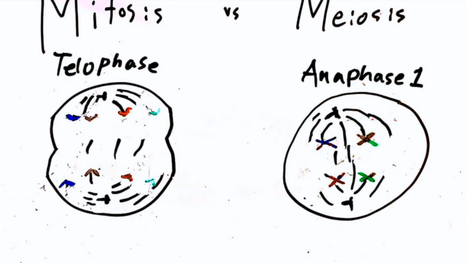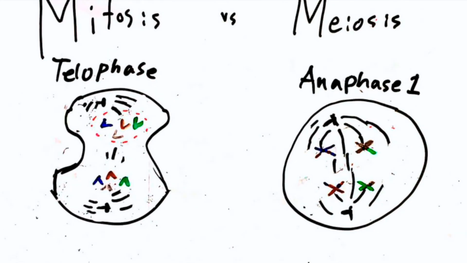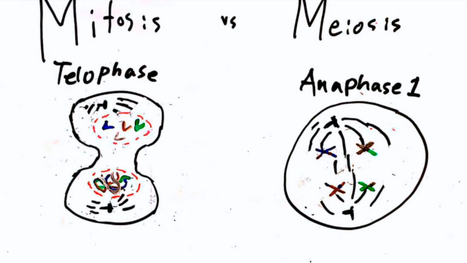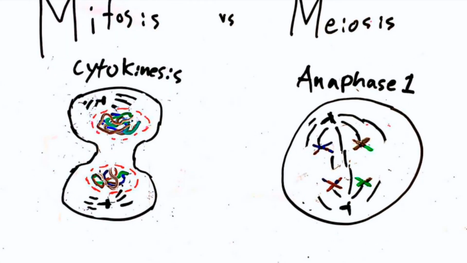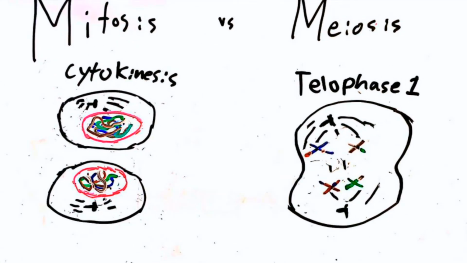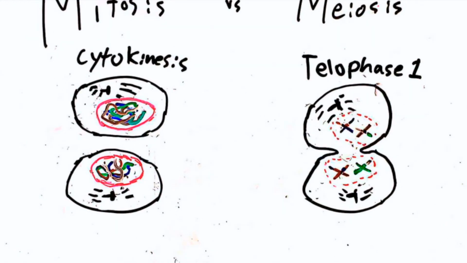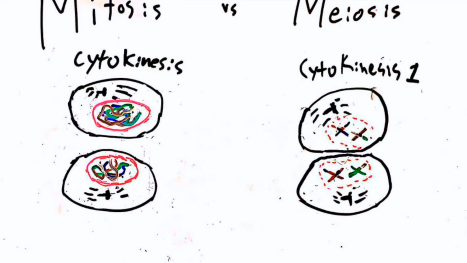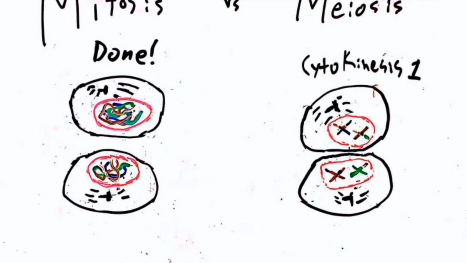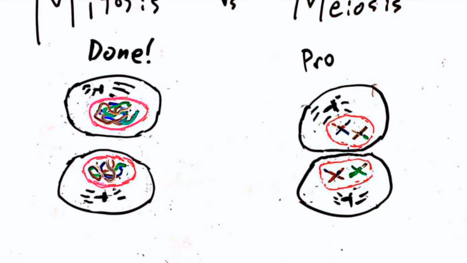Finally, in telophase, the nuclear membrane reforms, DNA loosens, and spindle fibers disassemble. Cytokinesis occurs, separating the two cells. Meiosis undergoes a similar process, except it ends with two haploid cells containing sister chromatids, instead of two diploid cells containing unduplicated chromosomes. Mitosis is done now, but meiosis has an entire second phase.